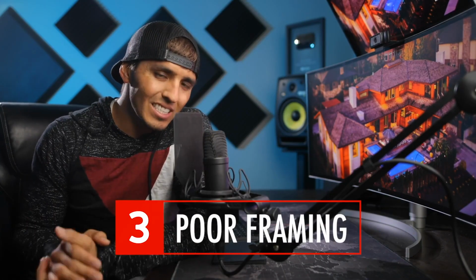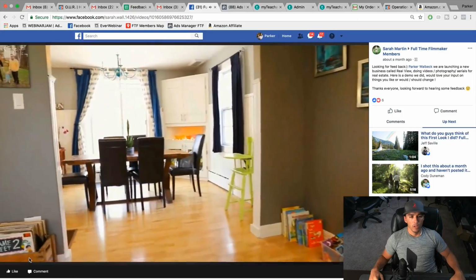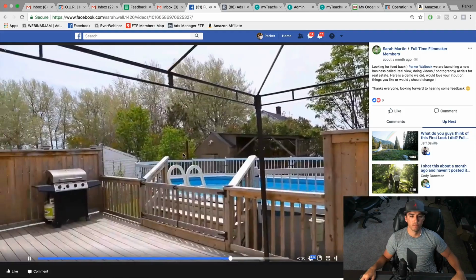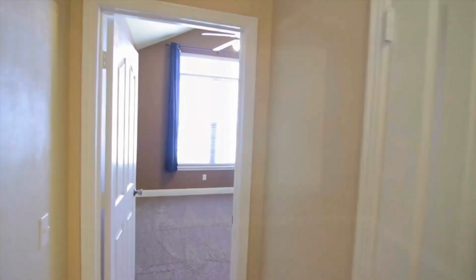The next big mistake I see is framing. The biggest mistake I see here is people not having a dominant subject. Make it easy for the viewer to know what they're supposed to be focusing on. I've seen times where someone's shooting a room, but they're either not centered on the room or they're in between two rooms focusing on the dividing wall in the middle. Make it very clear where your audience should be looking.